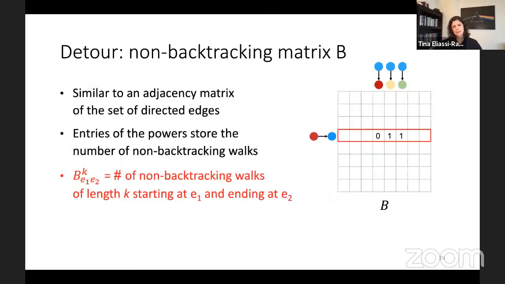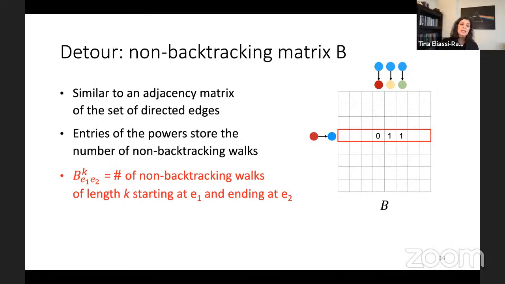So now let's think about this matrix. If I take powers of B, let's say B to the power of k, and then I look at the row corresponding to edge E1 and the column corresponding to edge E2, that's going to give me the number of non-backtracking walks of length k that start at edge E1 and end at edge E2. For those of you who have worked a lot with adjacency matrices, you oftentimes will, for example, take A to the power of 2 to find paths of length 2 in your graph.